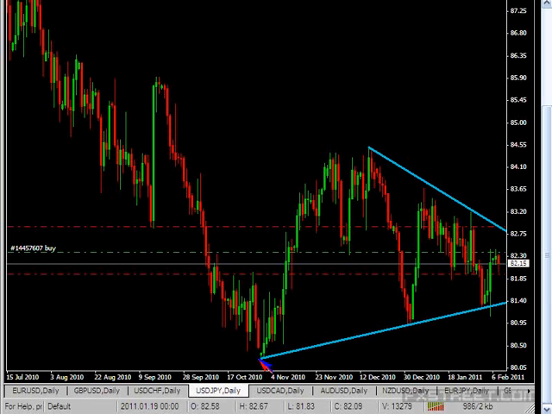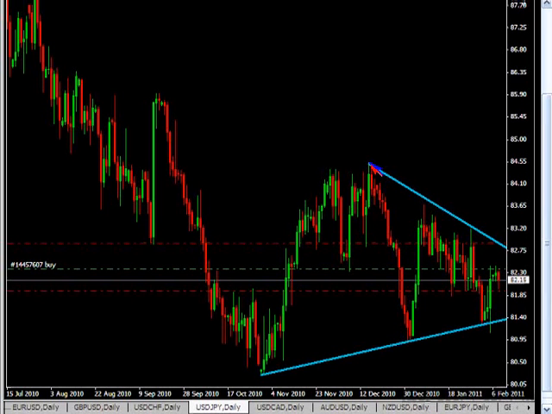Dollar yen, this is an official range-bound market. Higher lows all the while, lower highs all the while. Triangle consolidation pattern. Fundamentally makes a lot of sense. Both the Bank of Japan and the Federal Reserve have kept interest rates very, very low. Neither the Bank of Japan nor the Federal Reserve is expected to raise rates anytime soon.